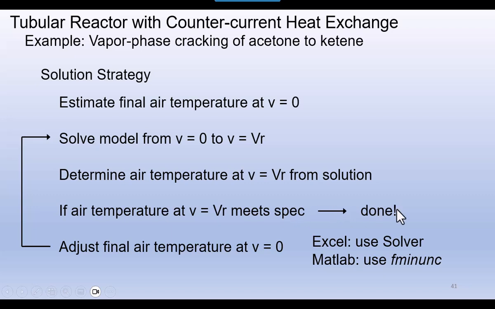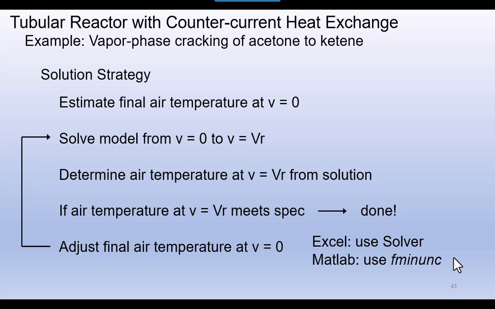If it does, we're done. If it's not, we have to come back around and re-estimate the final air temperature until it does meet this condition. And for example, in Excel, we can use the solver to do this. In MATLAB, we can use a built-in routine in the optimization toolbox called fminunc. So that's the general strategy that we have.